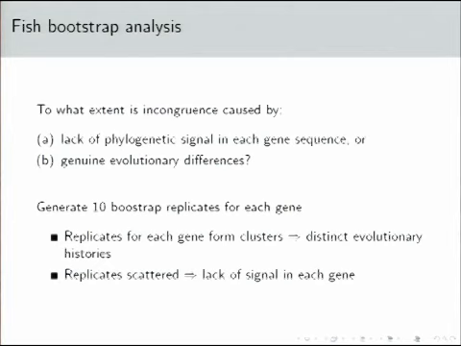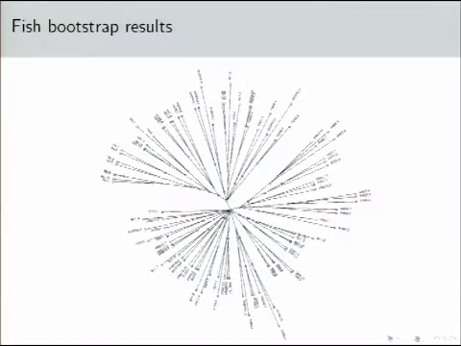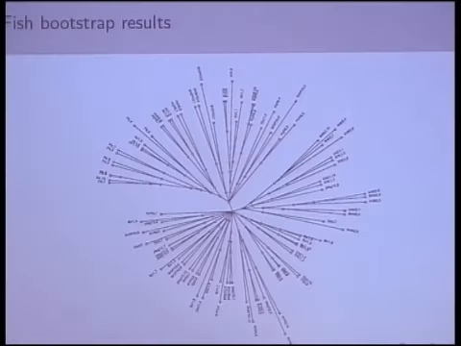So what I've done is to just do 10 bootstrap replicates. You could do many more, but from the point of view of visualization, it's easier to do a relatively small number, and then see whether the replicates for each gene form clusters on the metatree. So there's the metatree. It's quite hard to see what's going on there. There are 100 leaves there, 10 genes, 10 bootstrap replicates for each gene.